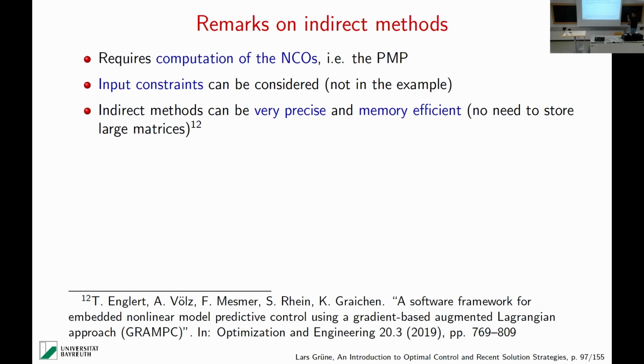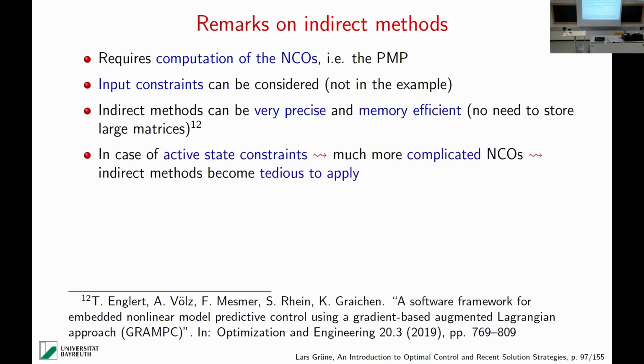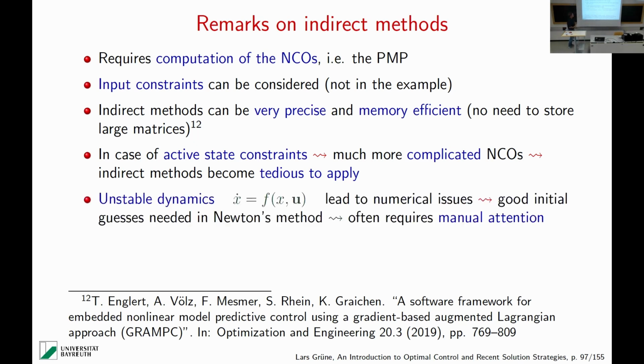They are also quite memory efficient. There's no need to store something like large matrices or anything. So they are really, really good from that effect. But there are two main disadvantages. The first thing is if we have state constraints and if they become active, then the necessary conditions of optimality become much more difficult and also much more difficult to solve. So you really have to massage the system and try to see whether your numerical solutions really satisfy these conditions. So it's really much more difficult to apply if you have state constraints.